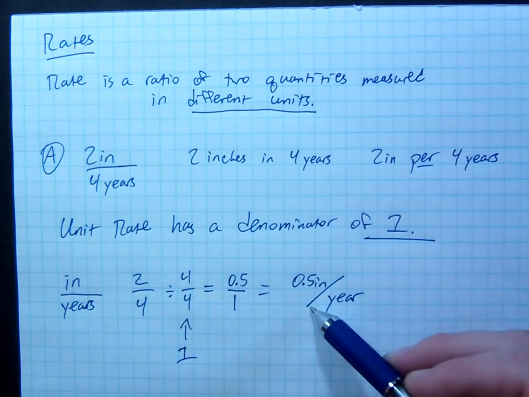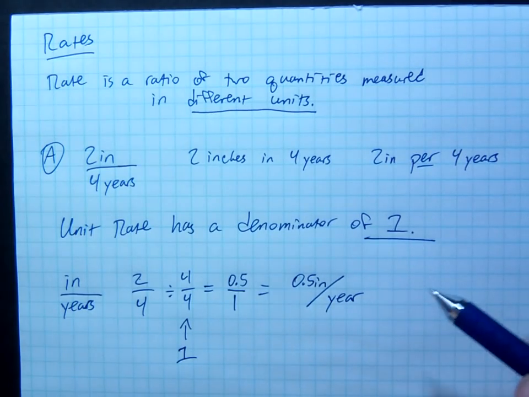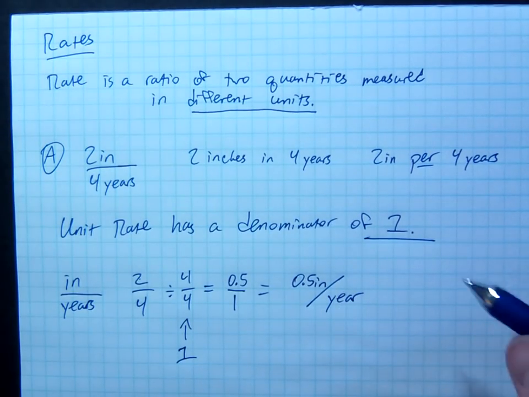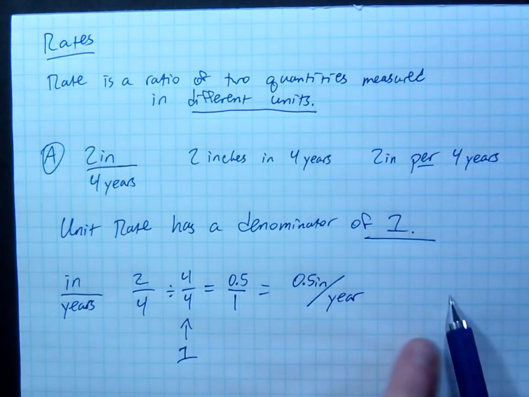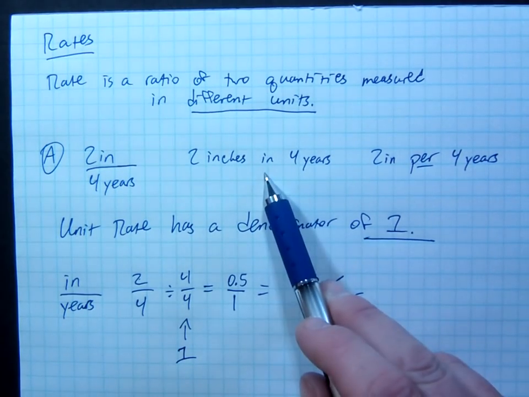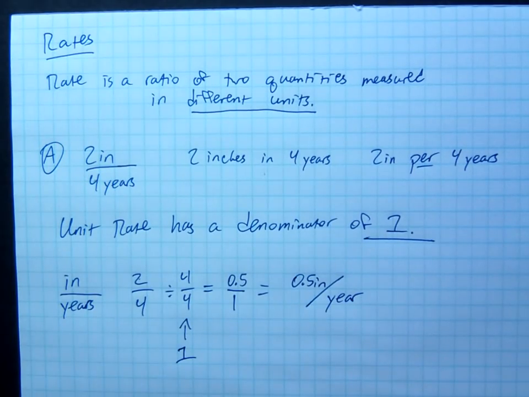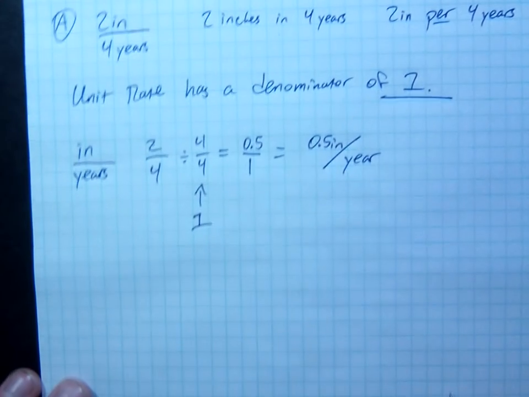And again, when we're talking about rates, this fraction bar, we can just use the word per. So 1/2 inch per year is the unit rate. You might also write 1/2 inch in a year. When we use the word in, that also indicates a rate. Okay. Let's look at a couple additional ones.